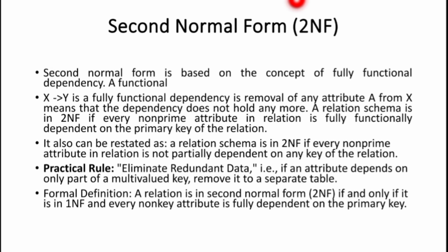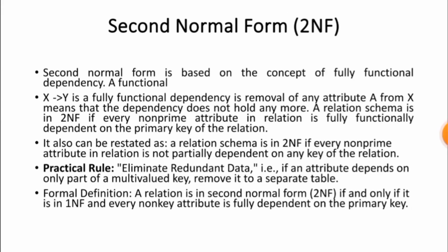Now, what is the definition of 2NF? A relation is in 2NF if and only if it is in 1NF. That is the first condition. If I want to say a particular table is in the form of 2NF, what is the first condition? First, it should be in 1NF, first normal form.